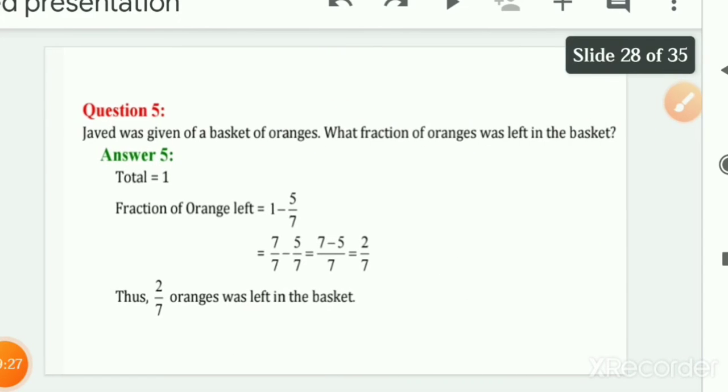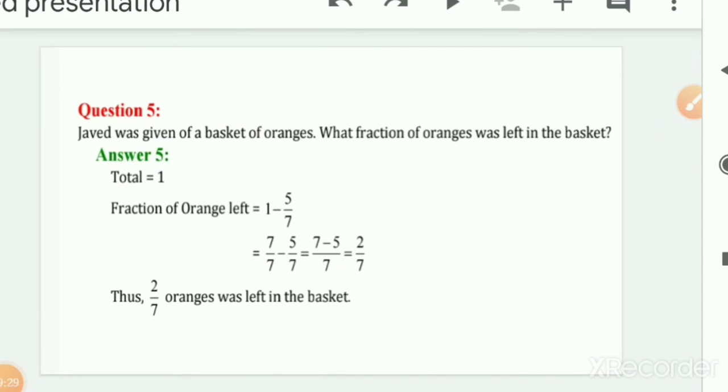Yes. Now moving to the next question we have. Javed was given of a basket of oranges. What fraction of oranges was left in the basket? Javed was given how many baskets? He was given a basket of oranges. A basket means one basket of oranges. Okay. And it is asking what fraction of oranges was left in the basket.